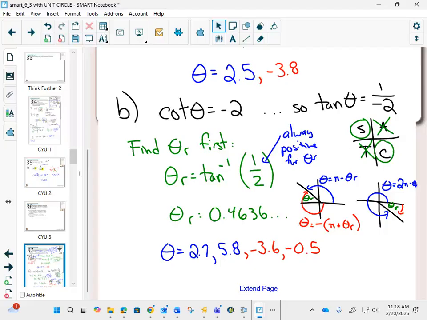These are very typical questions, and they're hard because they involve so much knowledge. If we're solving this equation, what do you all have to know? You have to know how reciprocal of cotangent works. You have to know your CAST rule to say where it is. You have to know how angles in standard position work, both in the positive direction and the negative direction. You have to know how to find a reference angle. And you have to know how to use that reference angle to find the actual angles.